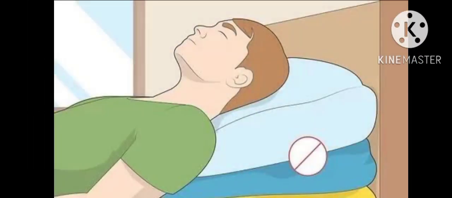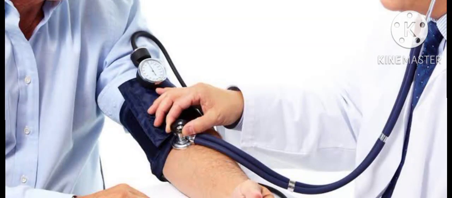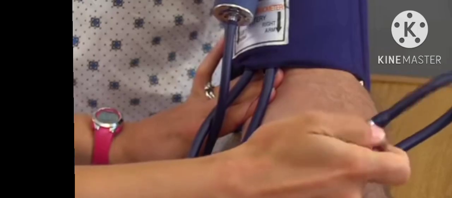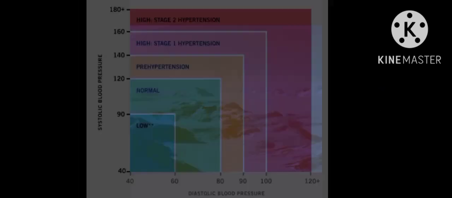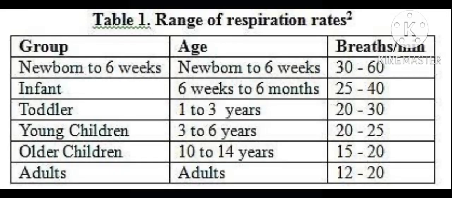Elevate your head a little higher when sleeping at night, and do regular exercise, of course, regular checkups as well. Actually, checking your blood pressure is one of the 4 vital signs that can help give a general idea of a person's overall health. Right, there are 4 vital signs. They include blood pressure, heart rate, breathing rate, and body temperature.